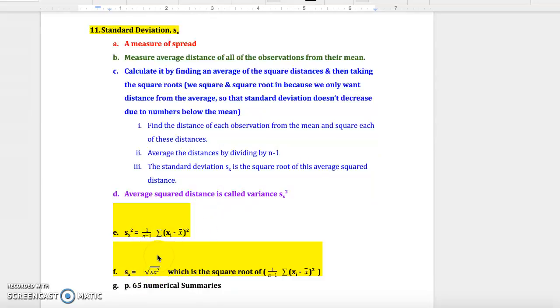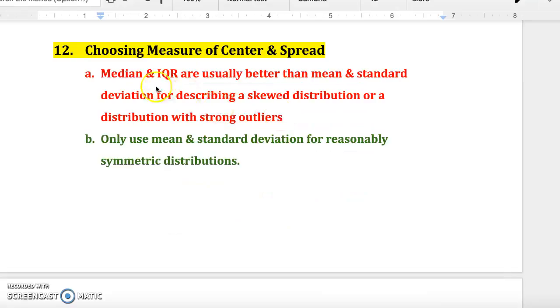And we add them up and divide by n minus 1. Before we take the square root of that, we call it the variance. Once we take the square root, we call it the standard deviation. Because it's dependent upon the mean and it's the average distance from the mean, it also gets skewed by outliers. So if we have skew, we will use the IQR. So median and IQR are usually better than mean and standard deviation for describing a skewed distribution. Mean and standard deviation we can use for reasonably symmetric distributions.